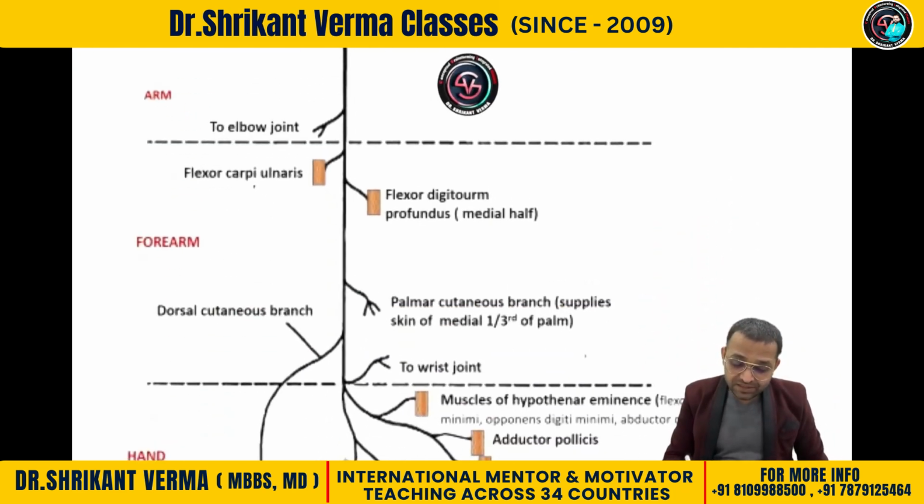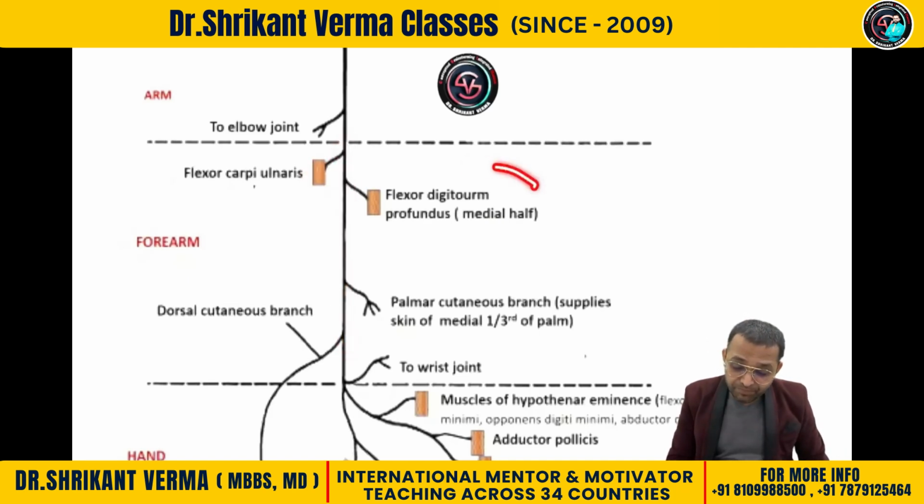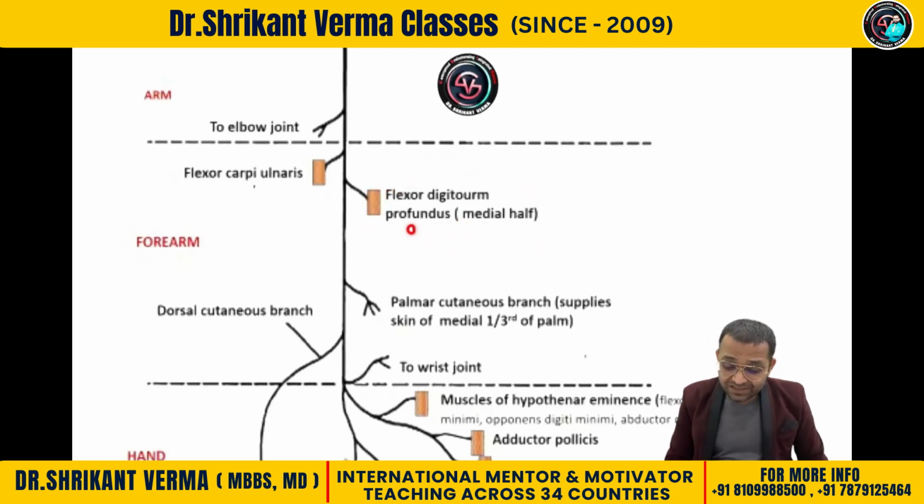So you can see here, sir, in our forearm it is supplying only 1.5 muscles, the flexor carpi ulnaris, MCQ, and the medial half of the flexor digitorum profundus, MCQ. Yes, its lateral half is supplied by the anterior interosseous nerve. That's why it is also known as a hybrid muscle, right, sir?